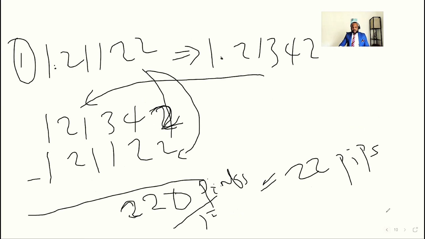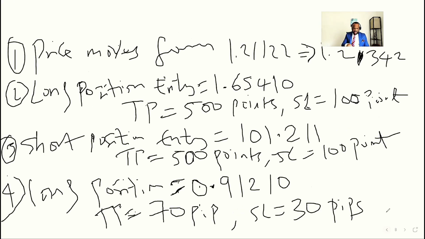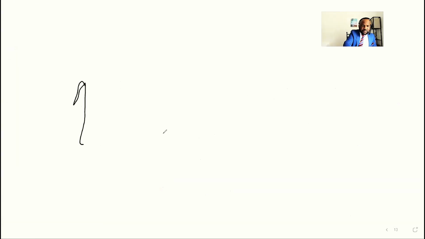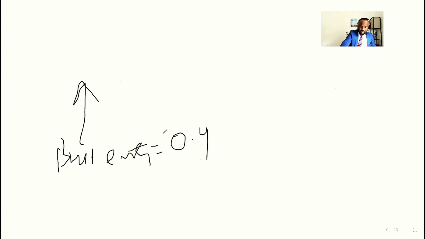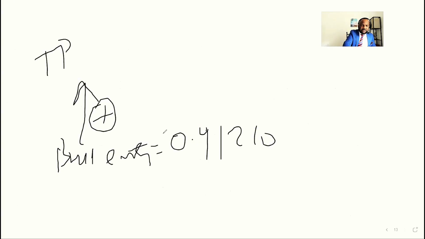Now, the last one, which is a little bit tricky, but is not tricky, is a long position at an entry of 0.91210. TP is 70 pips and stop loss is 30 pips. So you have to convert those pips to points first. You're doing a long position, which means we are buying at an entry of 0.91210. We are going up, so take profit will be up and we add to find it. Stop loss will be down and we subtract to find it.